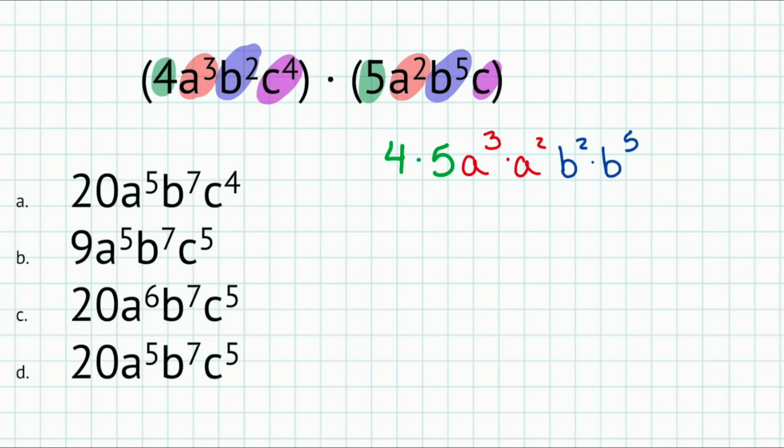That's probably going to be the most confusing part about this problem, but I'll show you that it's really not that confusing at all. Let's work one step at a time. With these regular numbers here, 4 times 5, what's that going to be, everybody? Yeah, 4 times 5 gives us 20 right there. And then when we take a look at a to the power of 3 times a to the power of 2, what will that be? 5? Yeah, a to the power of 5.